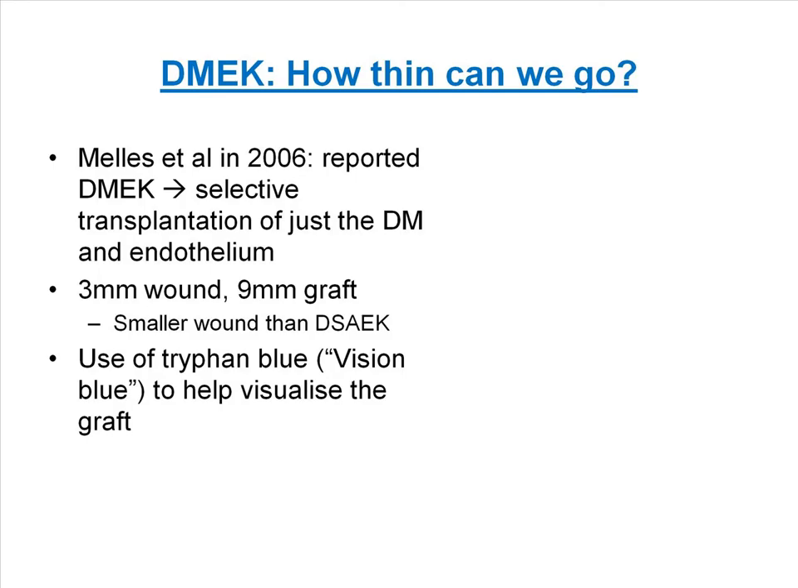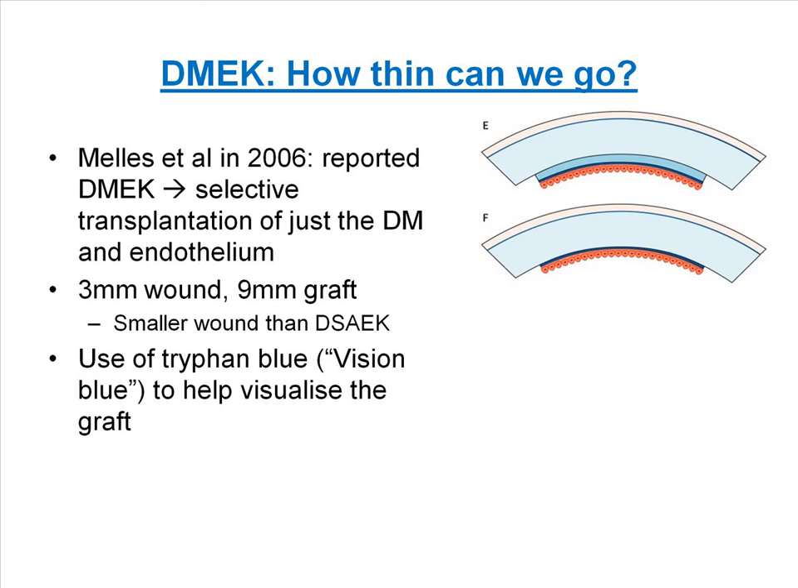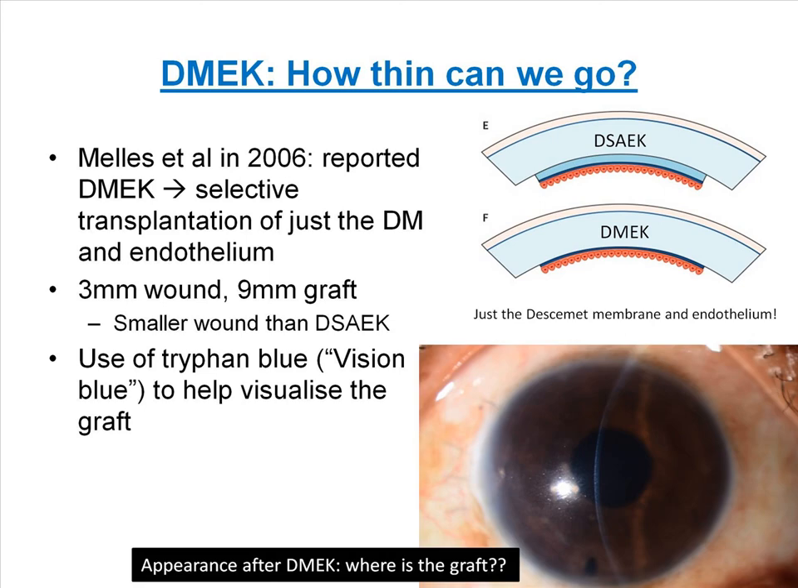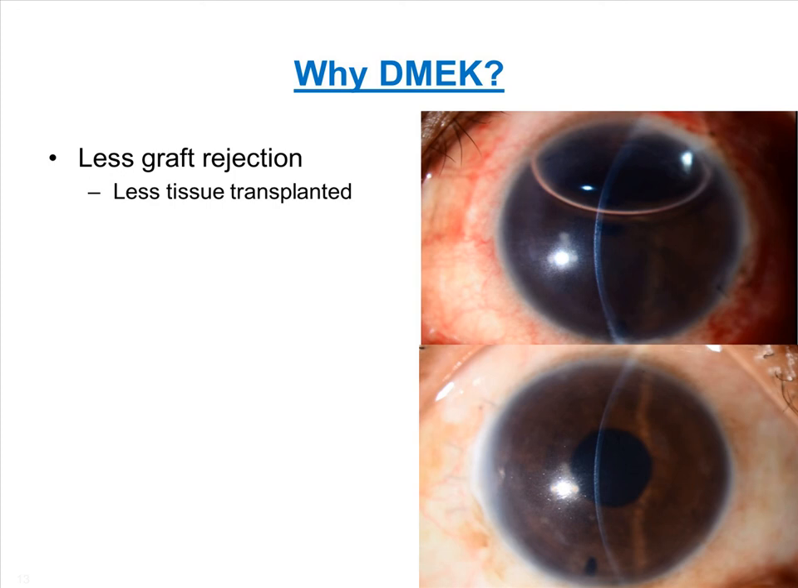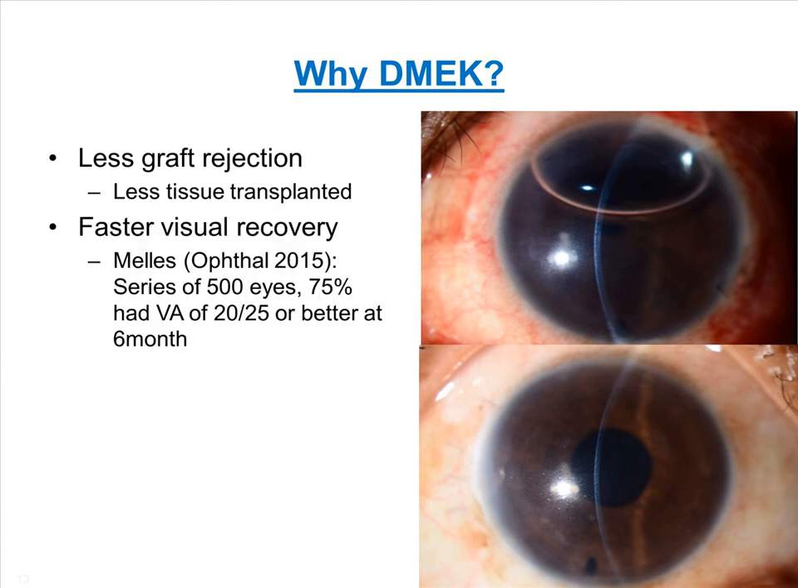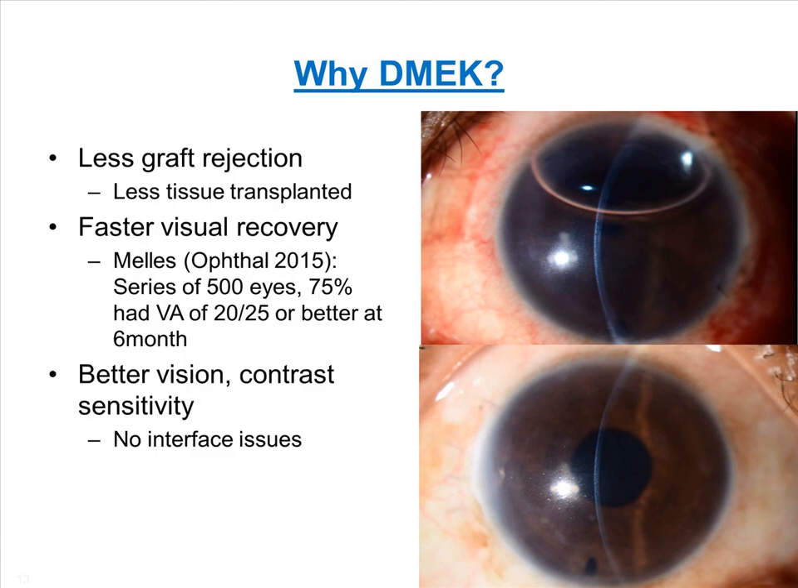Melles has also described DMEK, or Descemet's membrane endothelial keratoplasty, in which only the Descemet's membrane and endothelium is transplanted through a small incision of 3 mm. Trypan blue has been used to visualize the graft in the eye. The advantages of DMEK over DSAEK are a lower risk of graft rejection as even less tissue is transplanted, faster visual recovery, and better vision due to fewer interface issues.